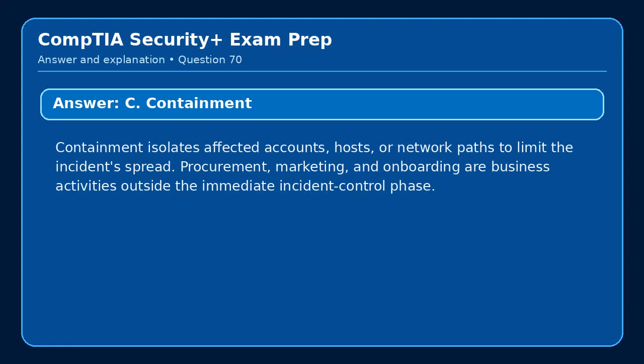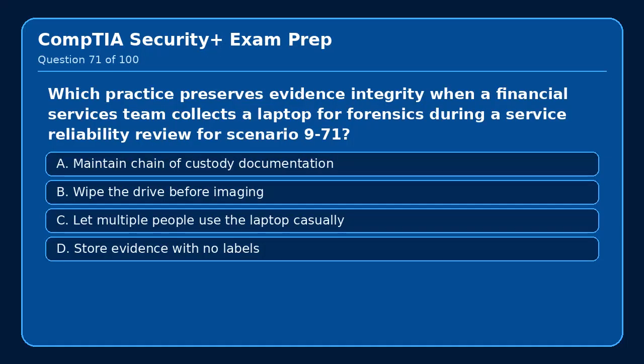Question 73. Which activity best describes threat hunting at a data analytics unit for the next maintenance window for scenario 9-73? A. Proactively searching telemetry for signs of compromise based on a hypothesis. B. Approving every firewall change without review. C. Waiting only for users to complain. D. Turning off all alerts. Take a moment to choose your answer.